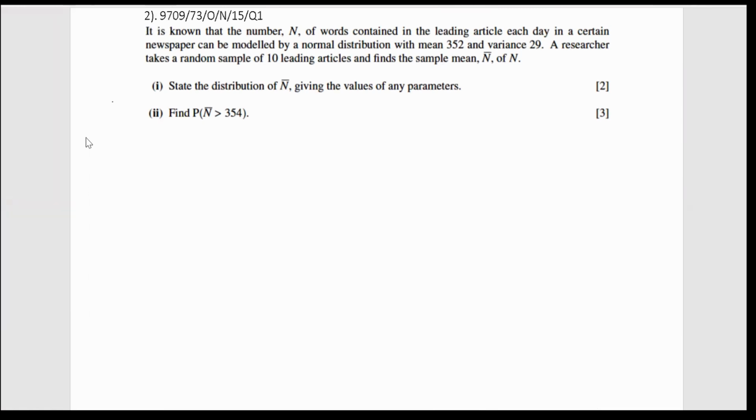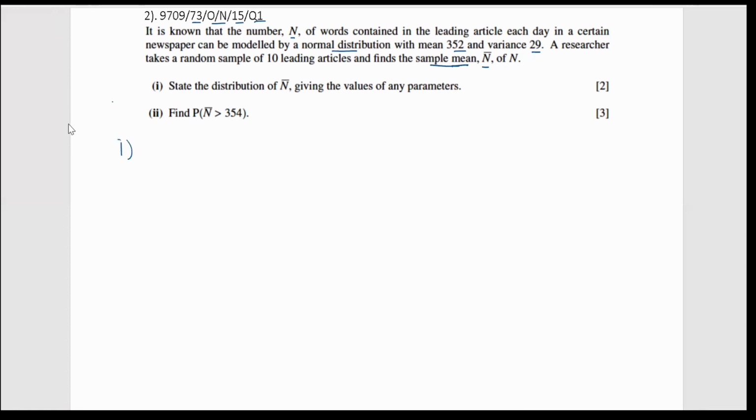Okay, this is a question from variant 7.3, October/November 2015, question 1. It is known that the number, capital N, of words contained in the leading article each day in a certain newspaper can be modeled by a normal distribution with mean 352 and variance 29. A researcher takes a random sample of 10 leading articles and finds the sample mean. All right, we are looking at the sample mean given as N bar of N.